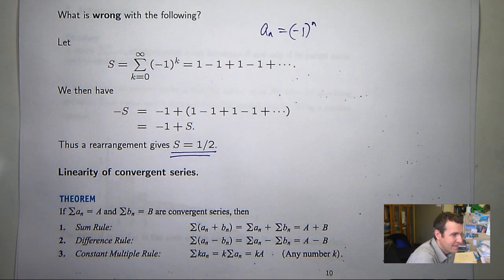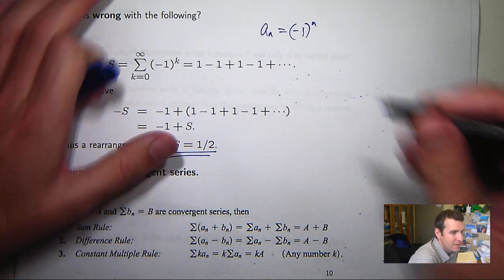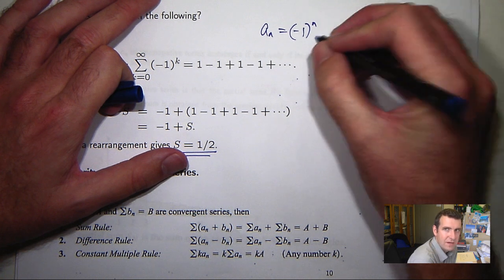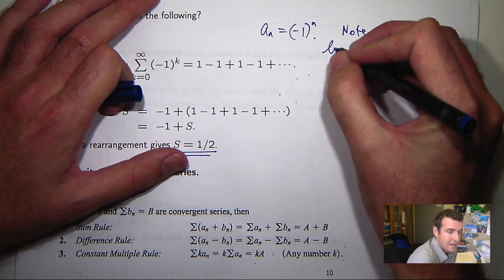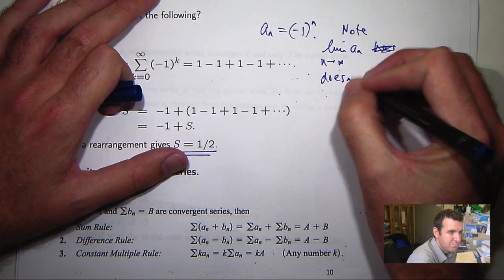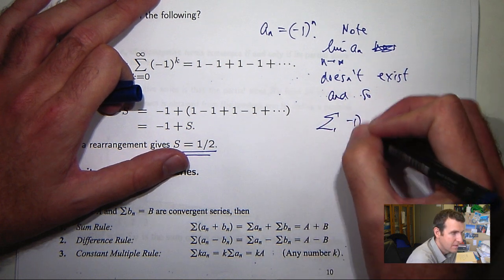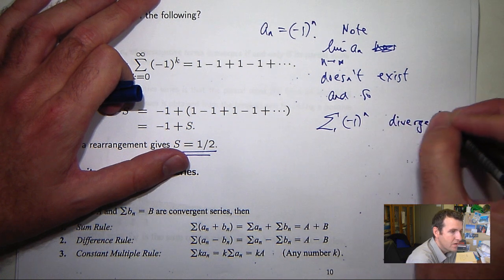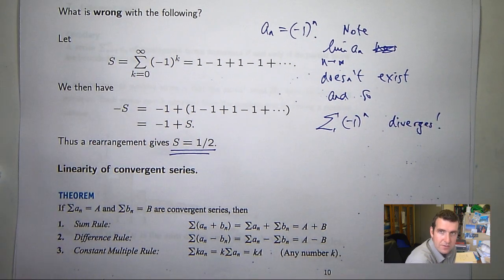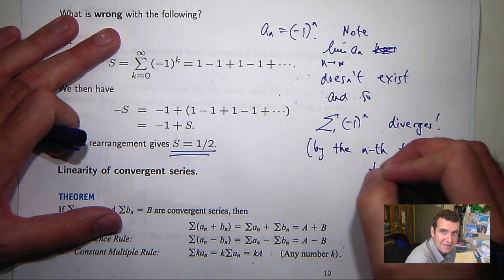If I let a sub n be, say, -1 to the n, here I've got k's, but it doesn't really matter, then what happens to a sub n as n gets large and positive? Well, it just goes -1, +1, -1, +1, so it oscillates. So the bottom line is that the limit of a sub n doesn't exist because it oscillates between -1 and +1. So if the limit doesn't exist, the limit can't be 0. So by the nth term test, the series must diverge.